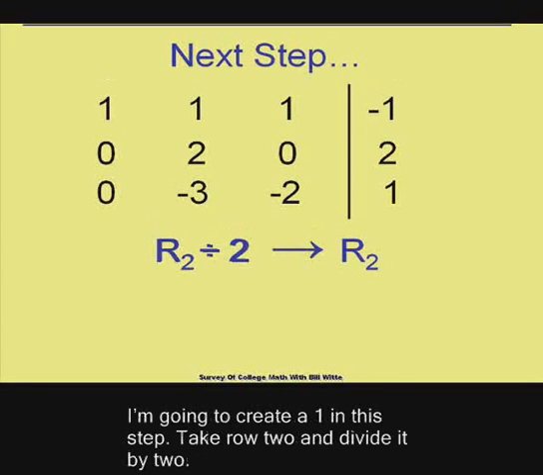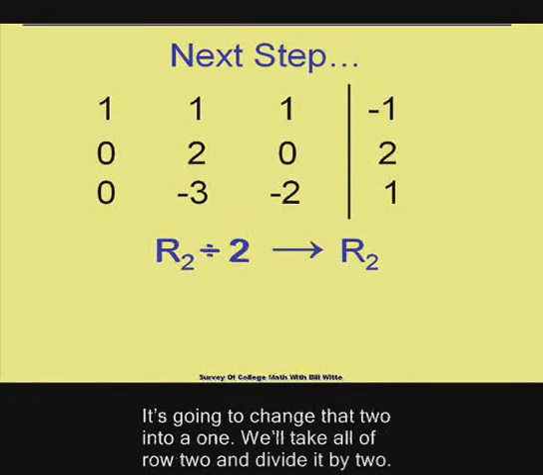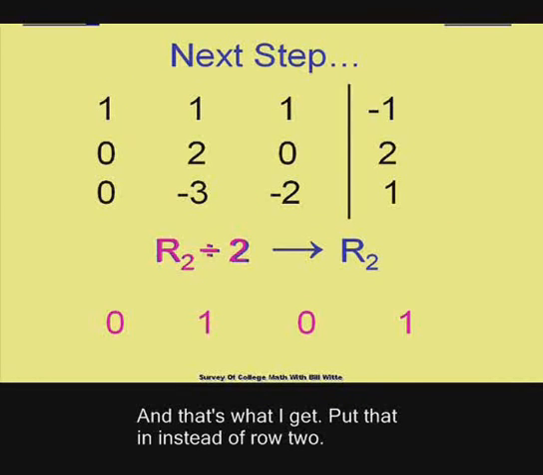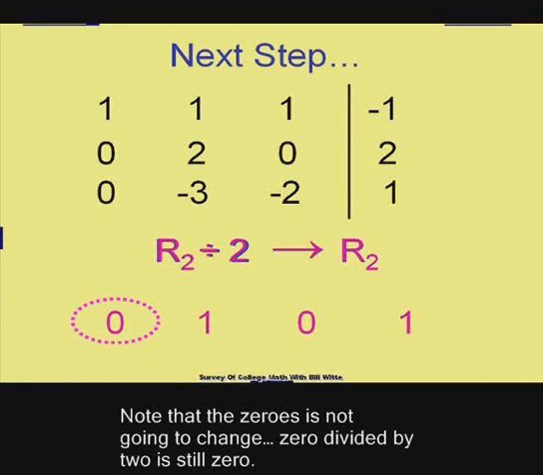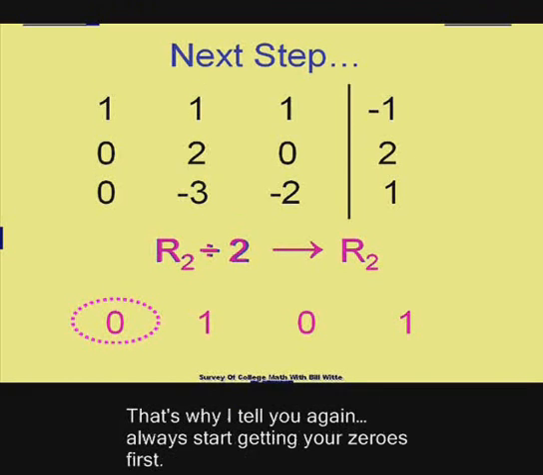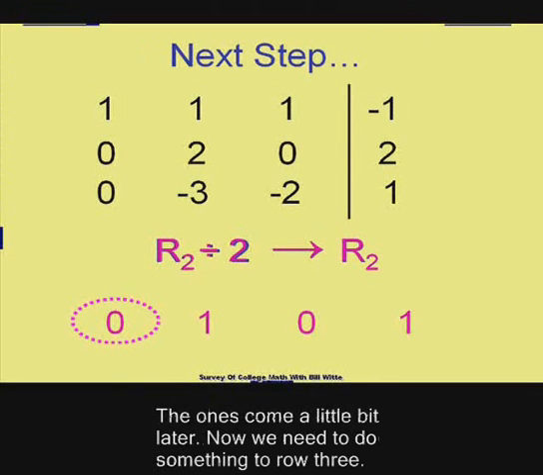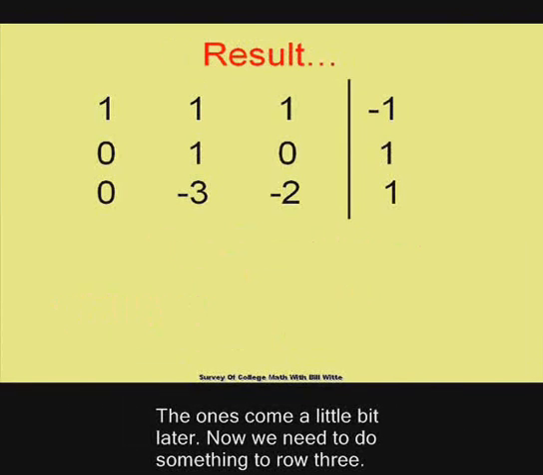Let's divide. Now I'm going to create a 1 in this one. I'm going to take row 2 and divide it by 2. What's going to happen? It's going to change that 2 into a 1. Got to do it to the whole row, though. Take all of row 2 and divide it by 2, and put that in instead of row 2. Note that the 0 is not going to change. 0 divided by 2 is still 0. That's why I tell you again, always start getting your zeros first. The 1s come a little bit later. Okay? I've got almost all my 1s.